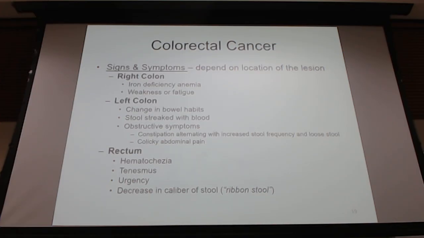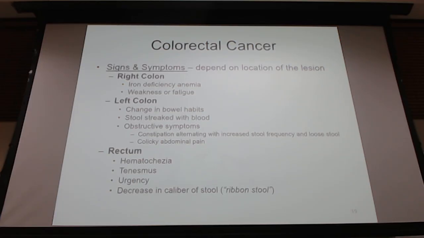Hematochezia is just red blood at the rectum. We talk about that cool word tenesmus again. And then urgency and decrease in the caliber of stool. I've seen most doctors say, hey, you were once having something that came out the diameter of a hot dog and is now coming out pencil shaped. That is concerning for colon cancer.